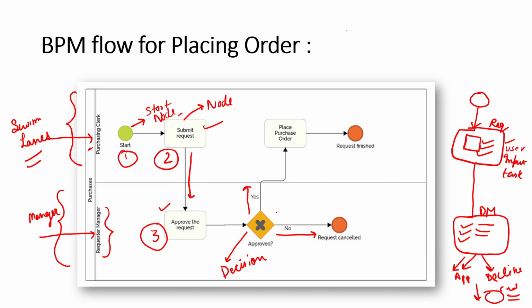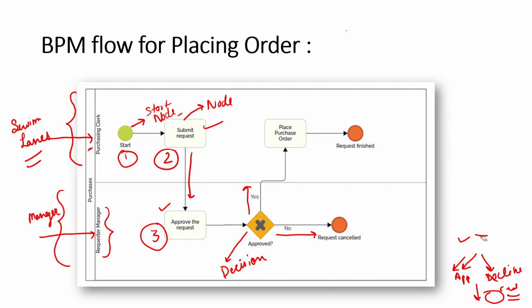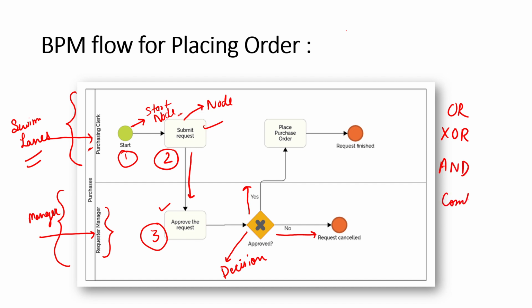If you are from a technical background, then you must be aware of this thing, but let me explain what it is. Let me erase this stuff here and tell you what gateways are. Basically it's an electronics kind of term, and this is basically the decision maker. We have different types of decision nodes in any BPM: we have OR, we have XOR, we have AND, we have complex.